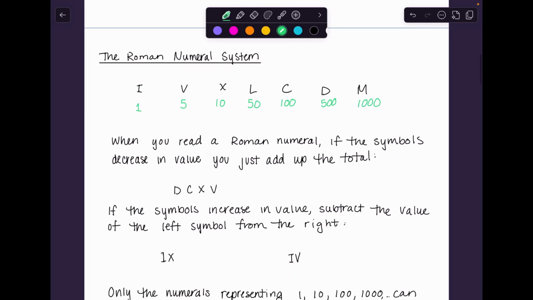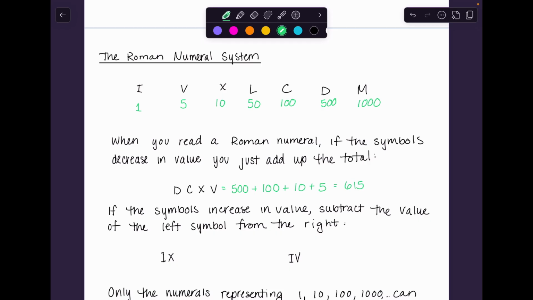But what happens is when you read a Roman numeral, you have to be a little bit careful. If it happens to be that all of the letters just decrease in value, you're good, you add it up. So if I look at this Roman numeral, D, C, X, V, I have them all in decreasing order. So I directly just add them. The value of D is 500, the value of C is 100, the value of X is 10, and the value of V is 5. So if I add all of these together, this Roman numeral represents 615.